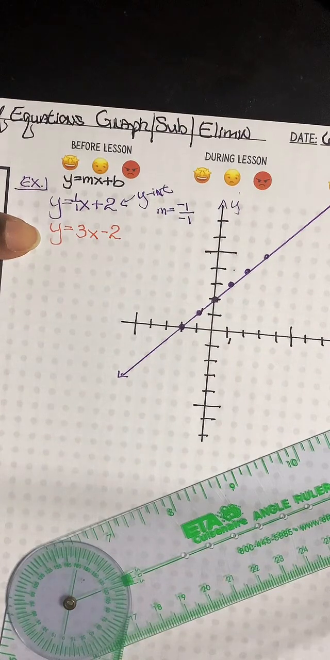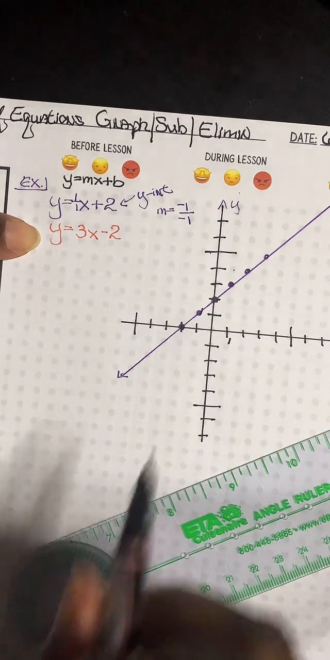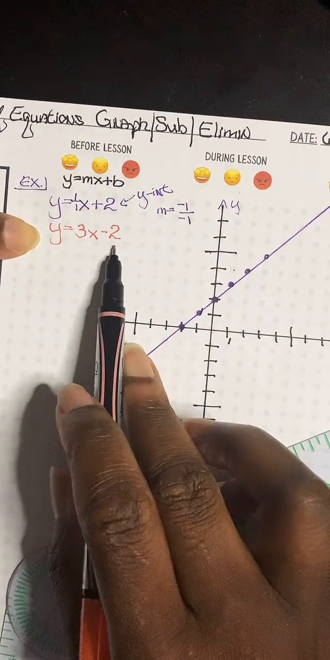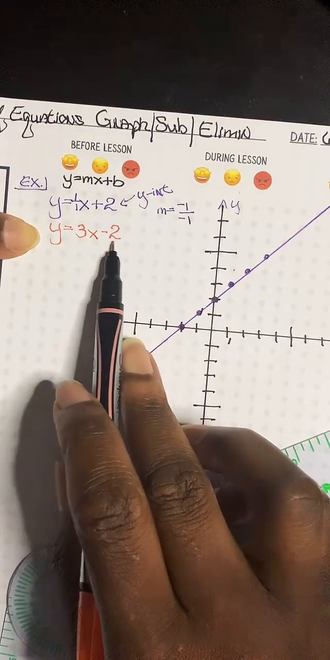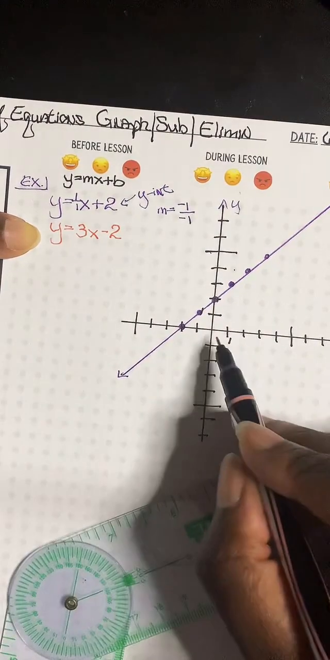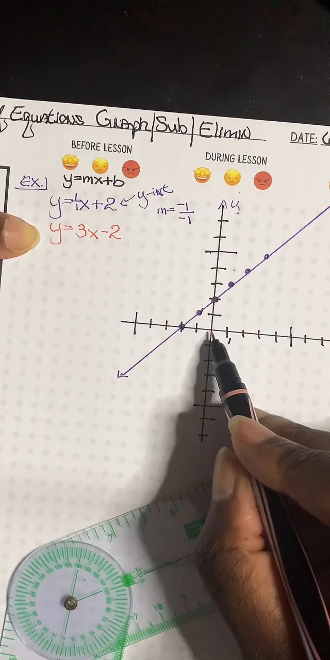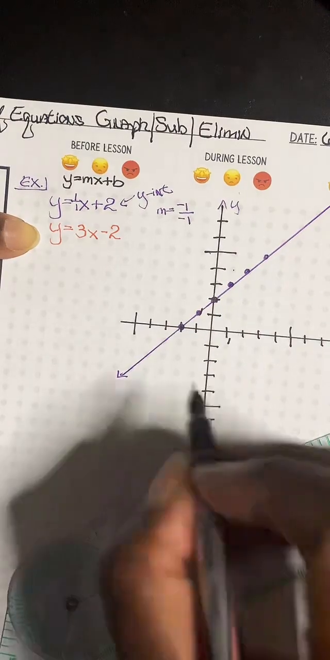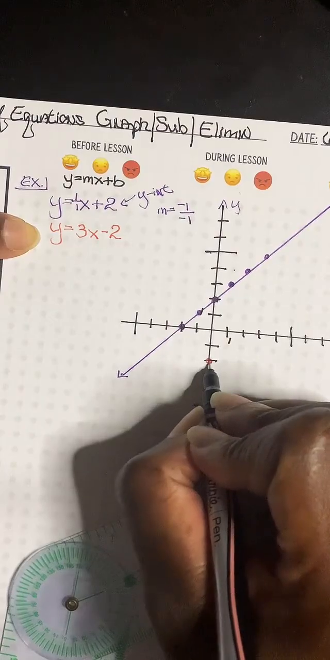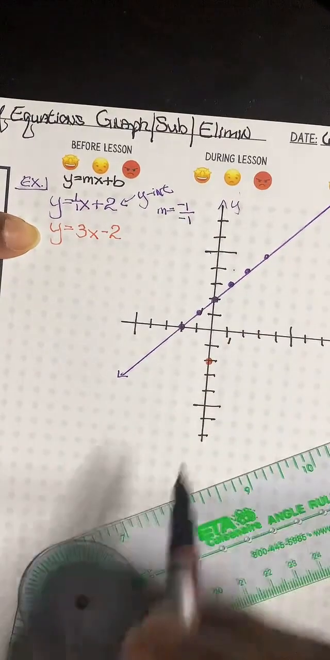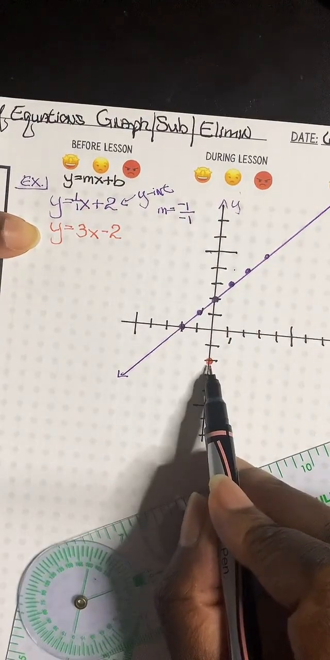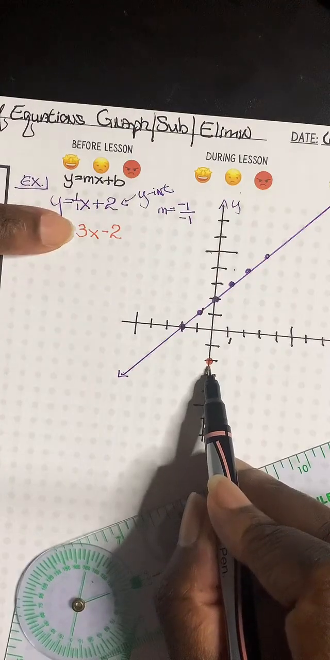So now for the other one, my y-intercept this time is a -2. So if I'm starting here at the origin, I'm going to go down 2 and make my point. So that's going to be my starting point. Now from this point, I need to look at my slope.